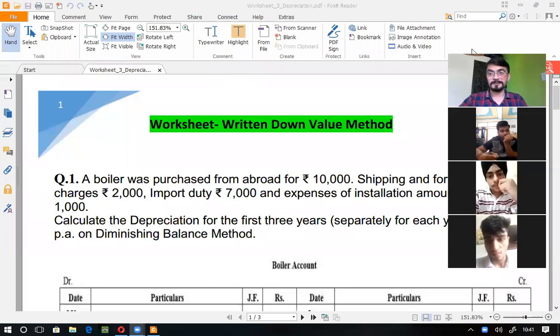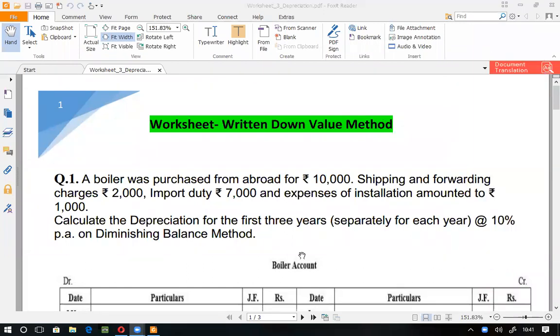Yeah, so the question is here again on your screen. Gurvinder, very correct. What we need to do next is calculate the depreciation for the first 3 years separately and prepare the boiler account. We'll write down in our notebook, boiler account. Then we'll divide our notebook into certain columns, as you can see on the screen. I hope it is visible.